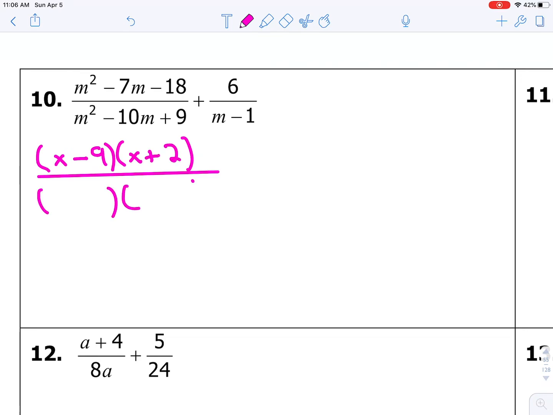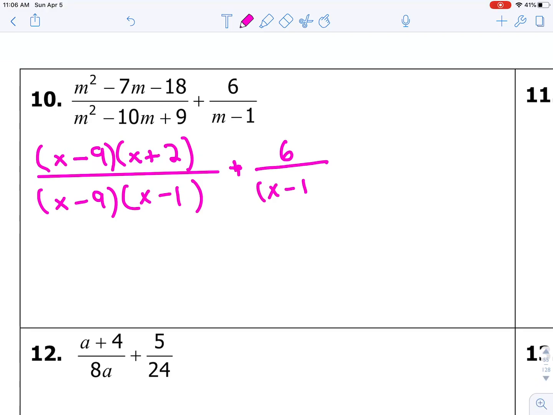And then the bottom one would multiply to 9 and add to negative 10. That would be x minus 9 and x minus 1, plus one that's already simplified. Oh, now I'm writing m. Okay, x minus 1. Okay, remember what I said about common denominators.